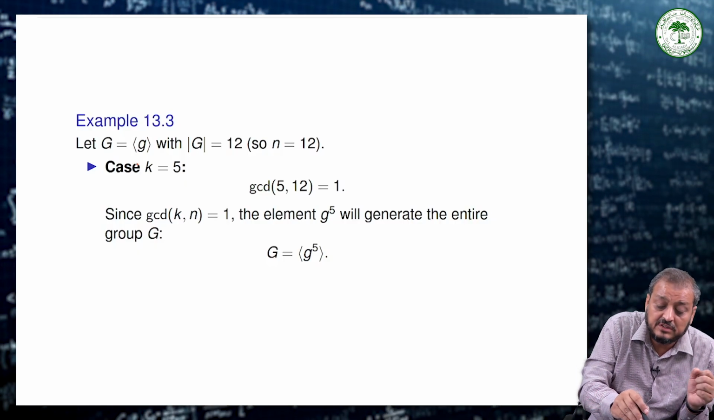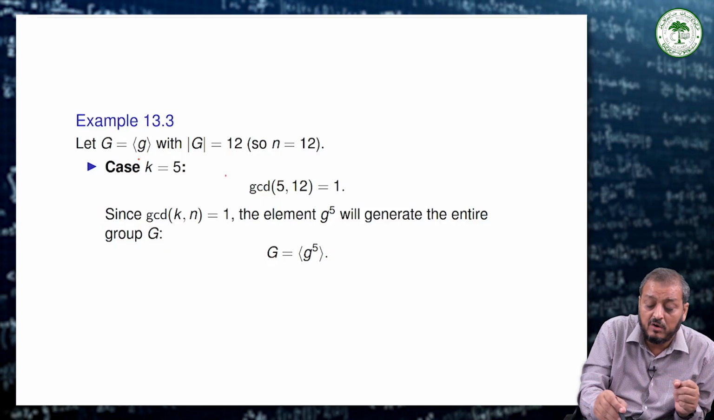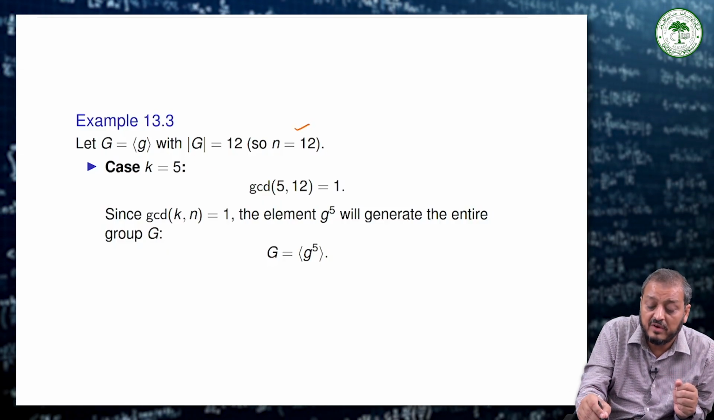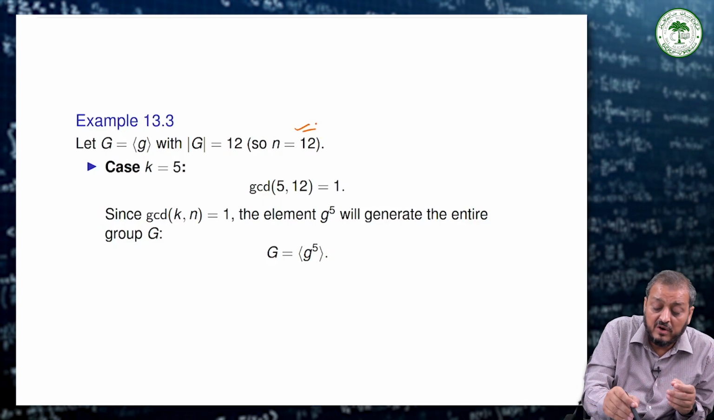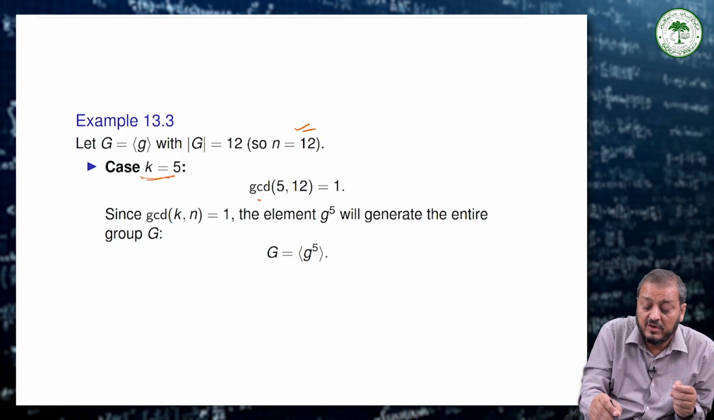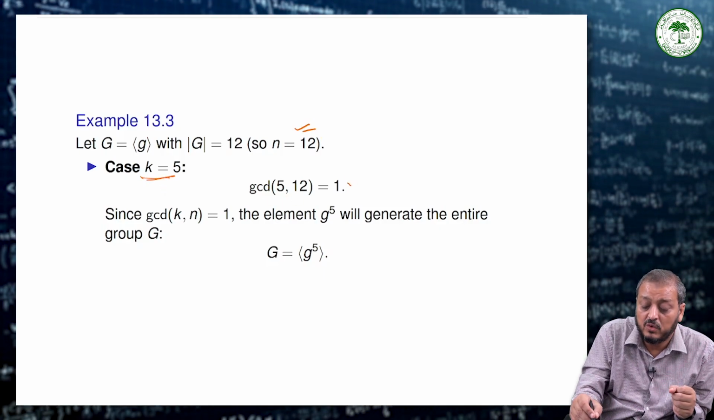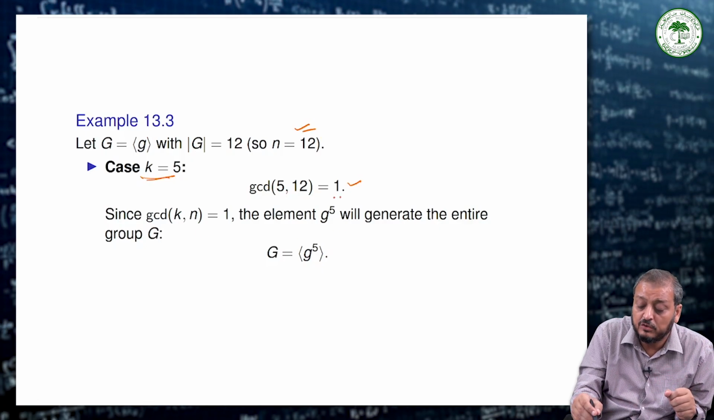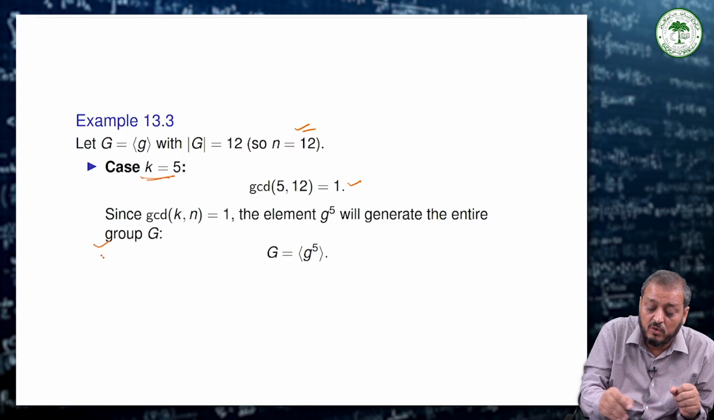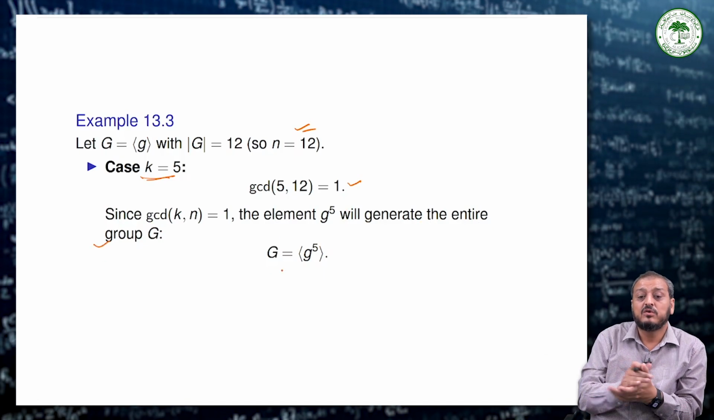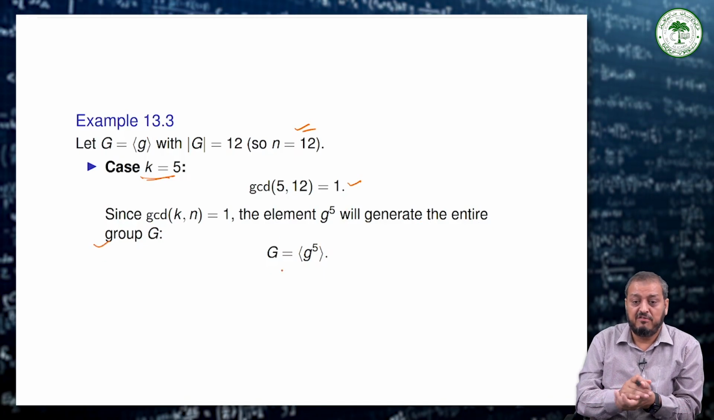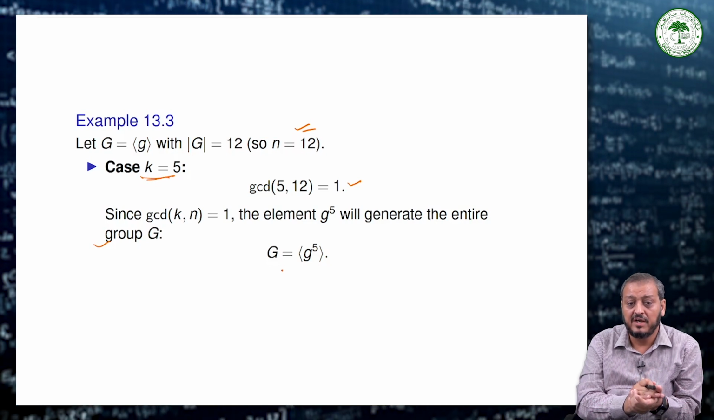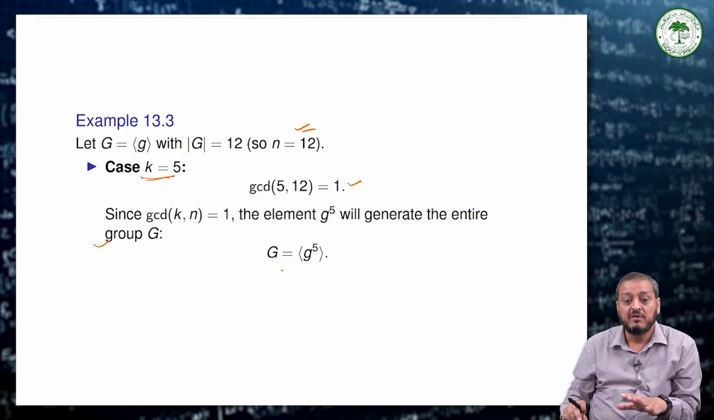Suppose we take one more example. Let G be generated by g, and the order of G is equal to 12, so n is equal to 12. Take k equal to 5. The GCD of 5 and 12 is equal to 1, so 5 and 12 are relatively prime. Since g to the power 5 generates the entire group, G is generated by g to the power 5. We can find easily that this is a generator in the case k equal to 5.